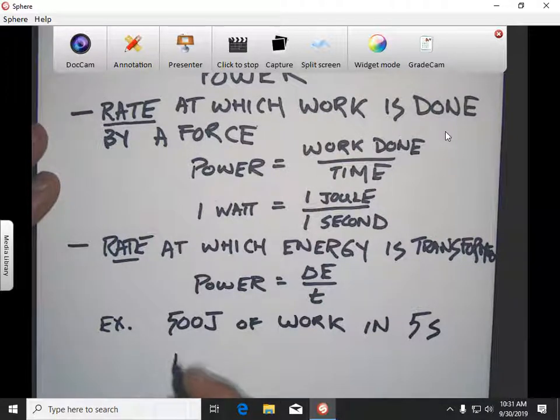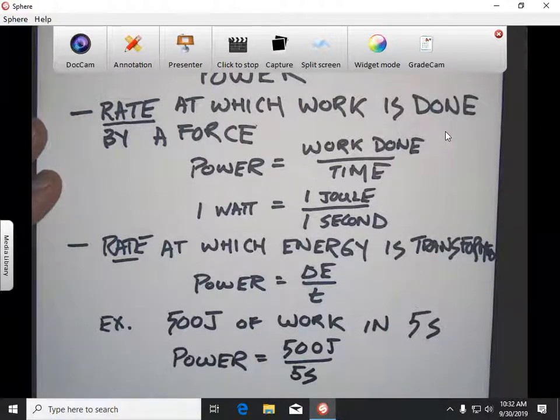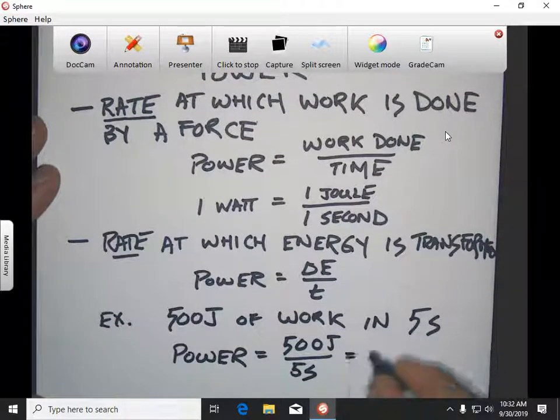The power that is used by that force in this case would simply be 500 joules over 5 seconds, which is, of course, equal to 100 watts. And so watts are written like that. Okay?